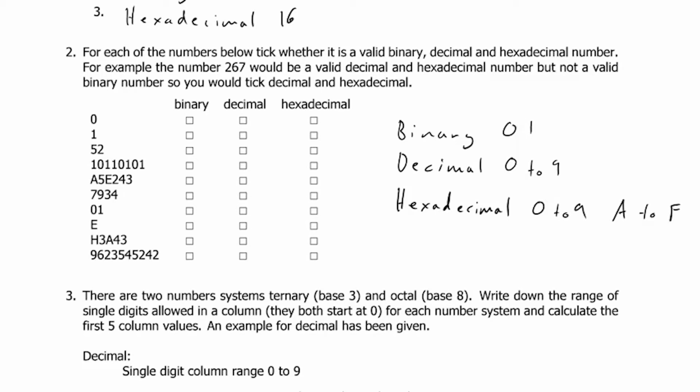Once you know that, we just need to think of the numbers split into columns and then compare the digits. So for 0, well, that's valid as we're allowed 0 and 1 in binary, it's valid as we're allowed 0 to 9 in decimal, and it's valid as we're allowed 0 to 9 in hexadecimal. Again, the same with 1, it's valid for all of them. Now when we get to 52, if we split that into columns, we have a 5 and a 2. And in binary, we're only allowed 0 or 1. So no, it's not valid for binary, but it is of course valid for decimal and hexadecimal.